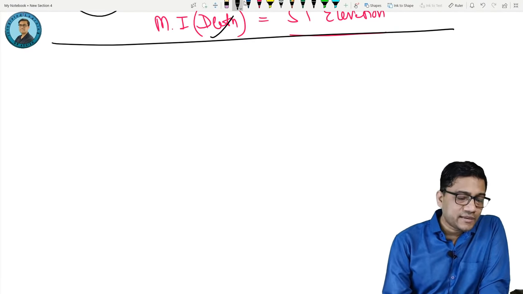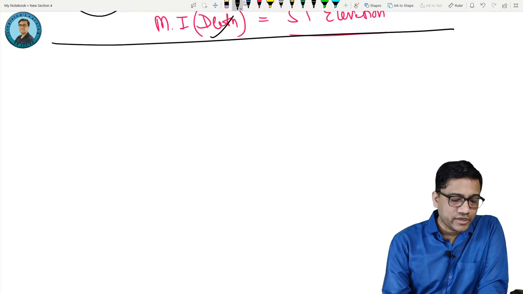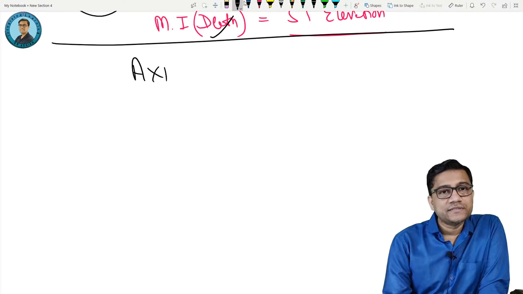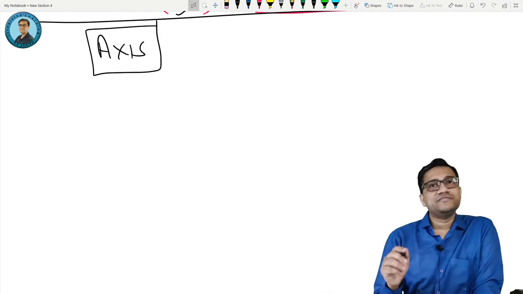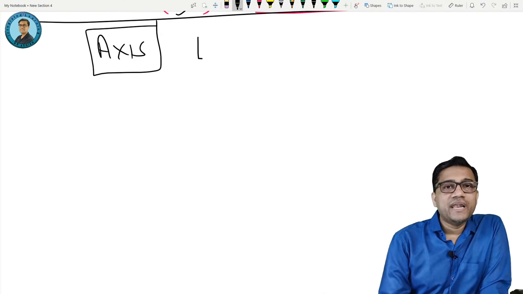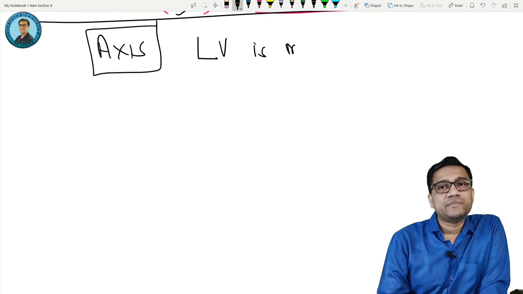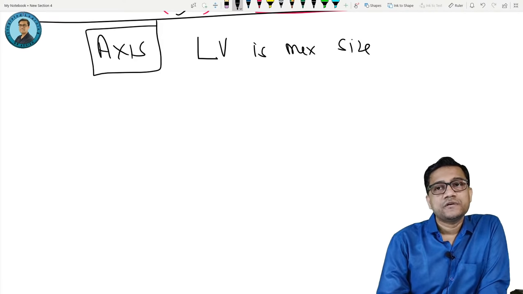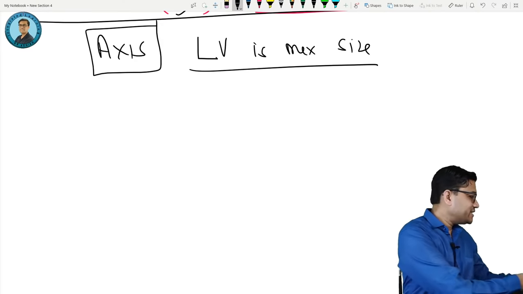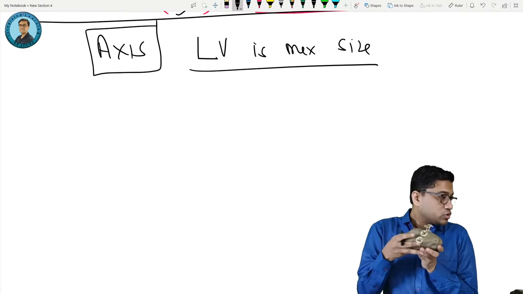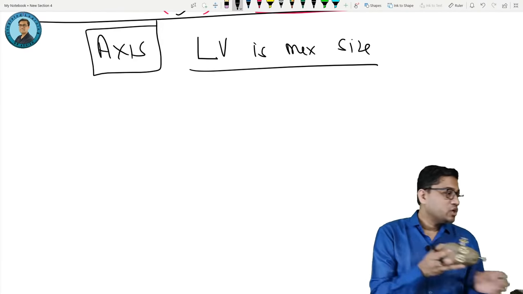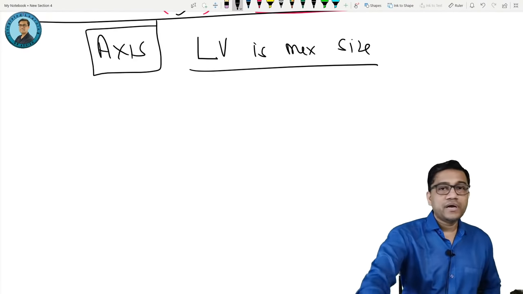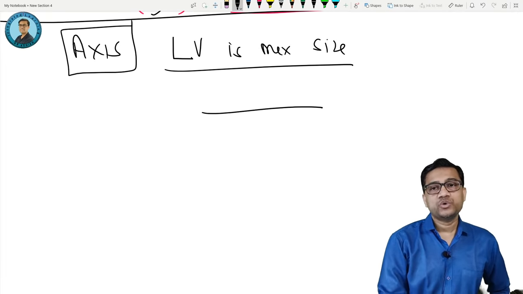Okay, there is something called the axis. So now we'll learn about the axis. Now remember, axis is very easy. Remember, the left ventricle is maximum in size, and the heart is tilted like this. Can you see? So that is why most of the time the currents are showing towards what? Lead number 2. Can you see this?